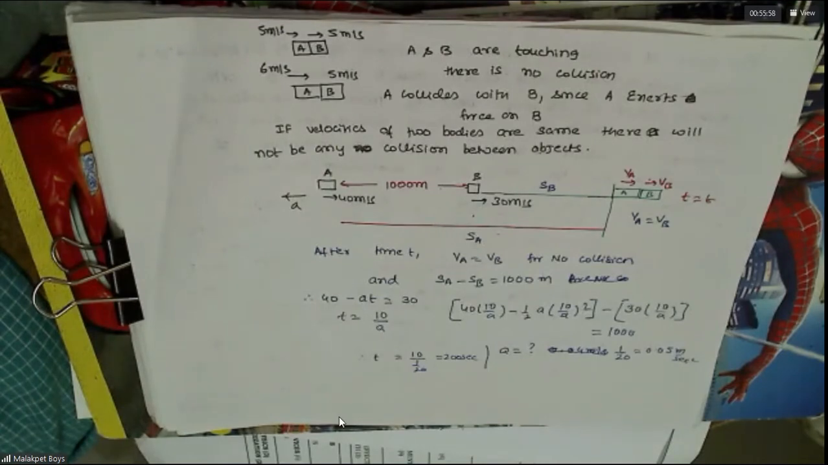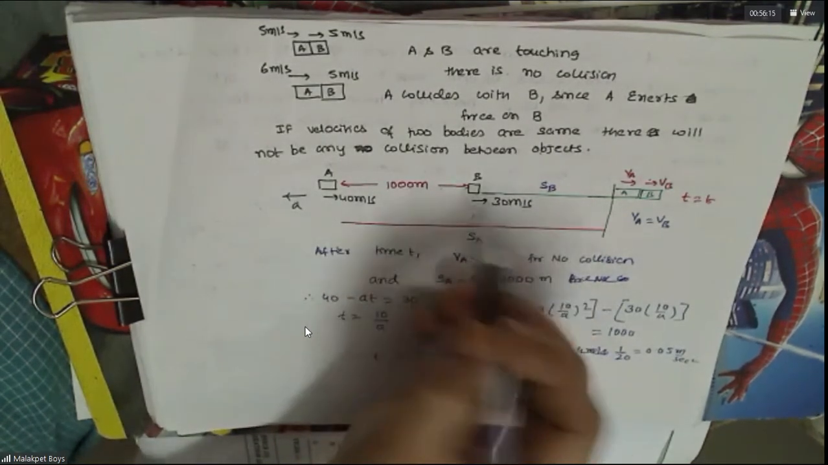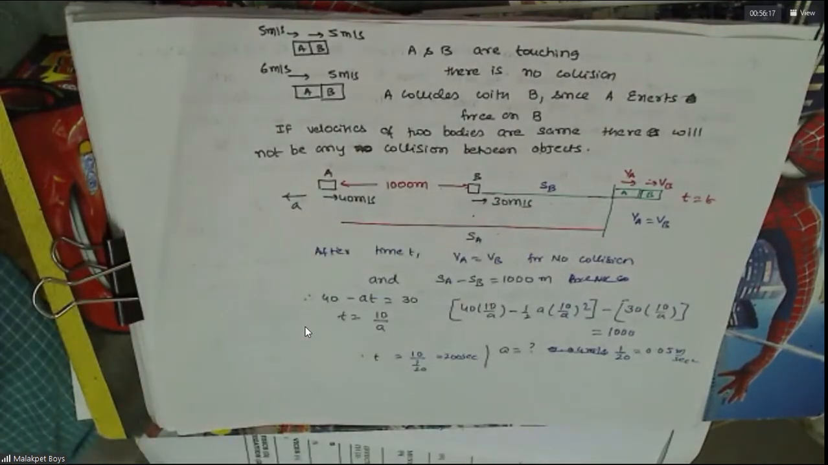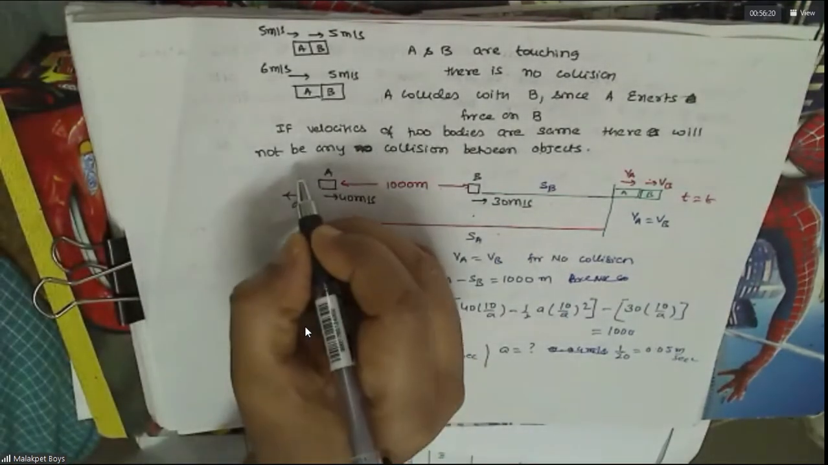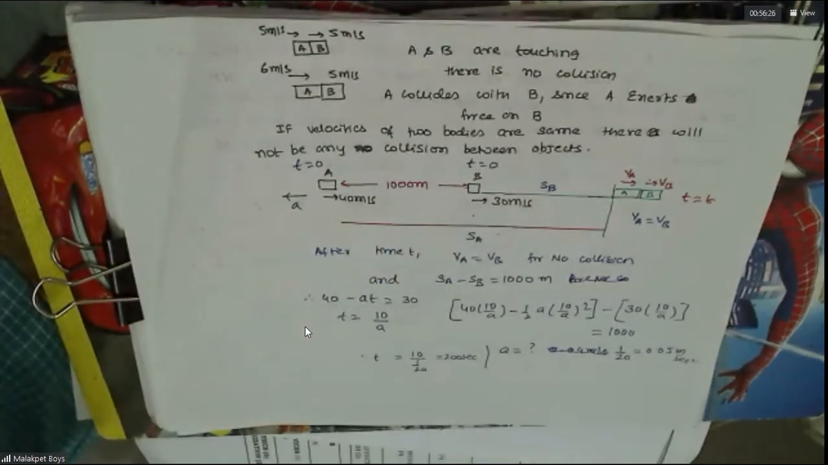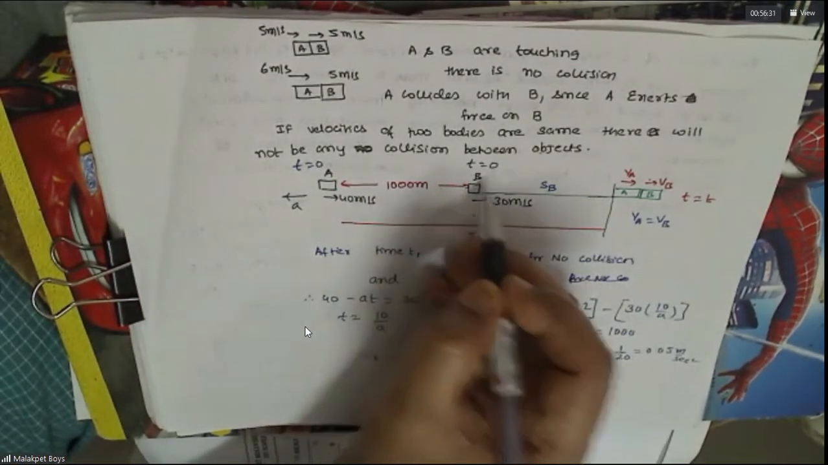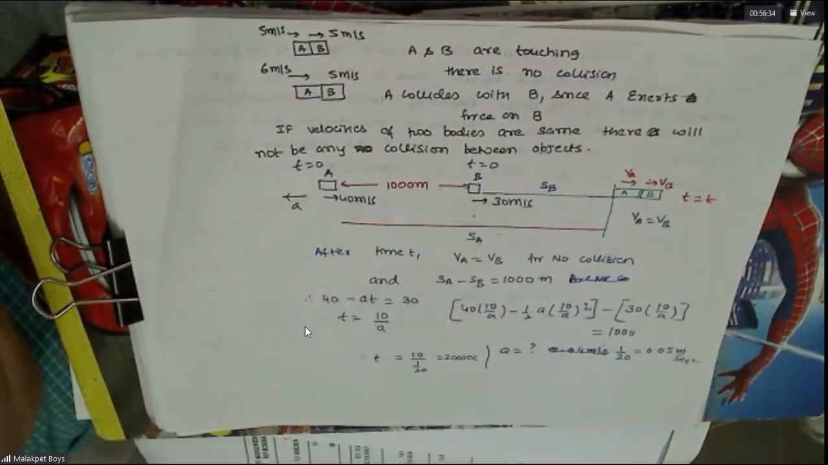Ask, man. I'm not understanding how you are taking SA minus SB is equal to 1000 meters. If you look at this diagram, you will get it. This is SA, this is SB. What is the difference between them? This is at T equals to 0. After T seconds, train A reaches here, and after T seconds, train B will be here. Okay?